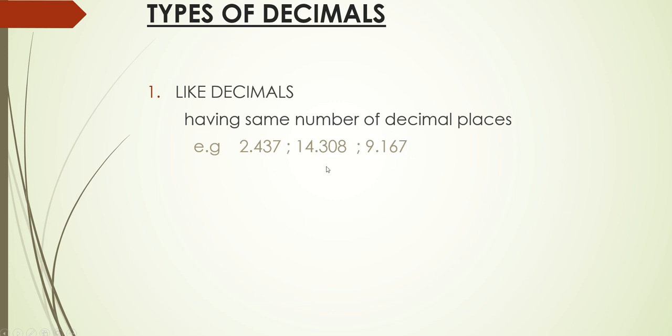So this example is of like decimals having the same number of decimal places. How many decimal places are there in each? Yes, 3 decimal places are there in each. So what are like decimals? Like decimals are numbers having the same number of decimal places.